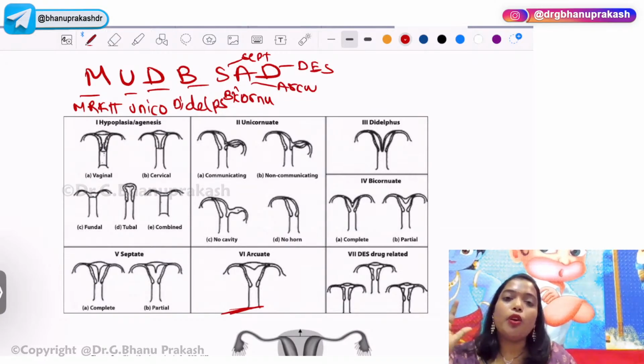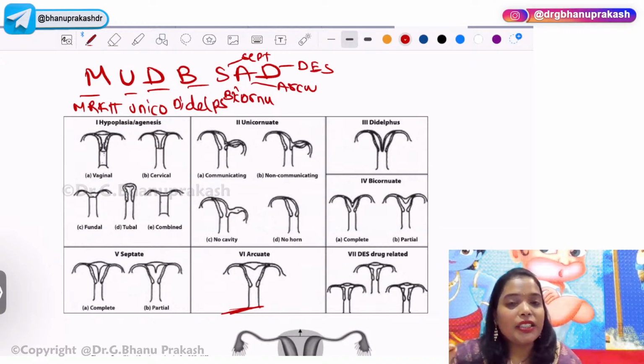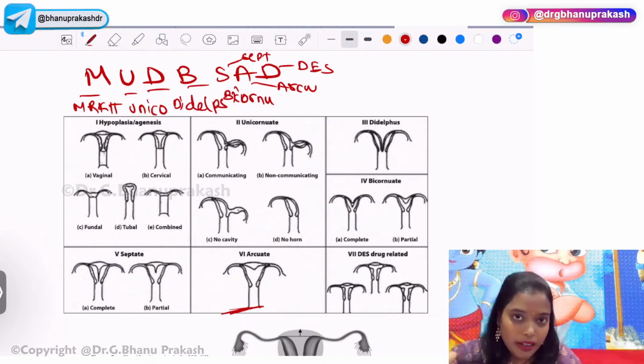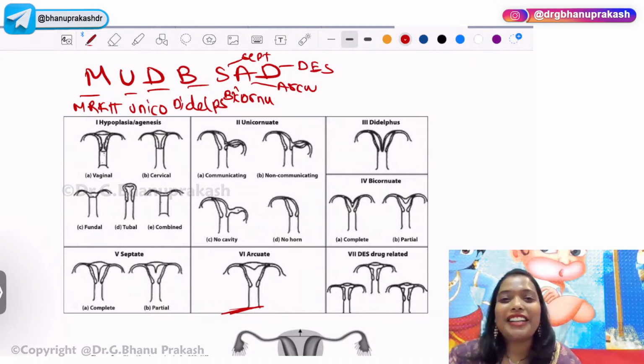एक बार मेरे साथ बोलो, आप जहां पे भी बैठो एक बार मेरे साथ बोलो. तो सारे congenital anomalies का नाम क्या है? Mud be sad. M MRKH, U unicornuate, D didelphys, B bicornuate, S septate, A arcuate, D in utero exposure to diethylstilbestrol. So it is mud be sad.